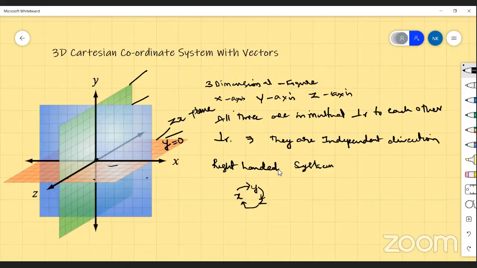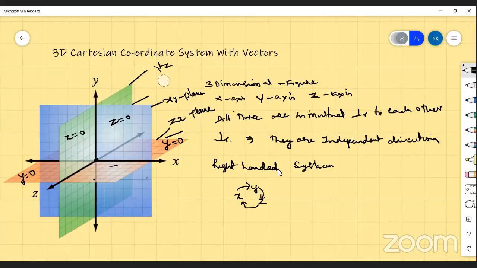If you consider this green one, what is that plane? This is the yz plane. On the yz plane, what is the x value? The x value is 0. What is the remaining one? The blue one. This is the xy plane, and on that xy plane, z is equal to 0.